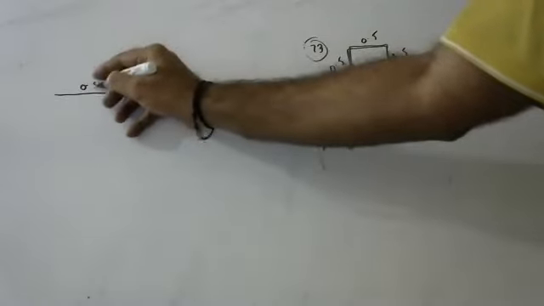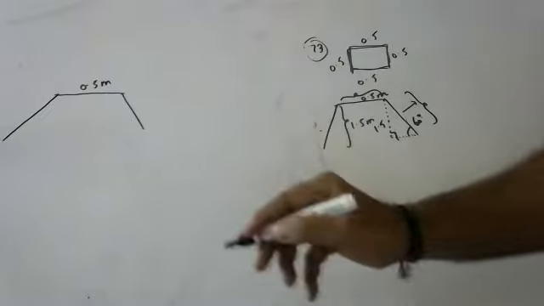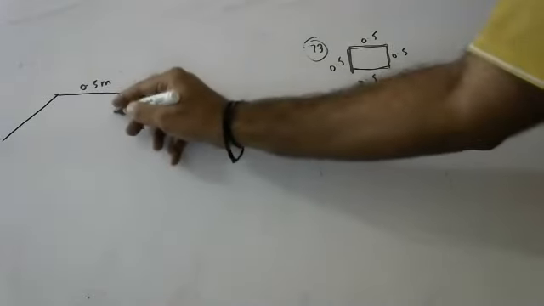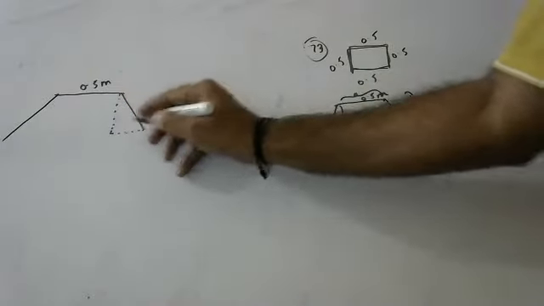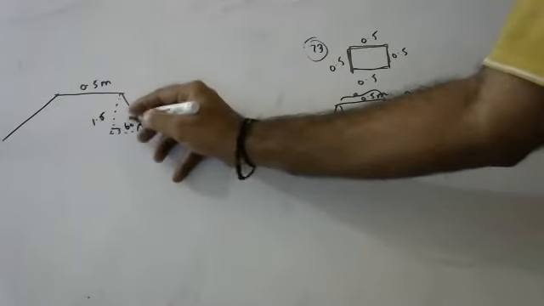This is 0.5 meters where we stand. These are the legs like this. I can't draw all four legs. Imaginary height I am drawing. This is 1.5 meters from the ground. This is inclined at 60 degrees. Find the length of the leg.